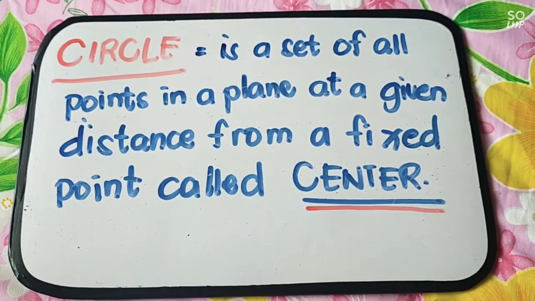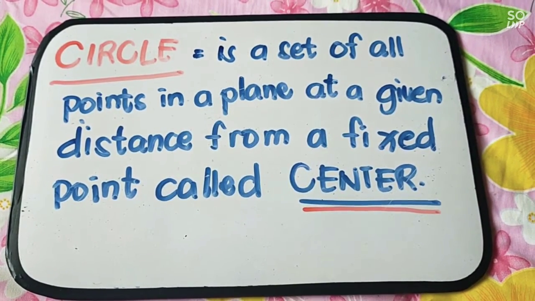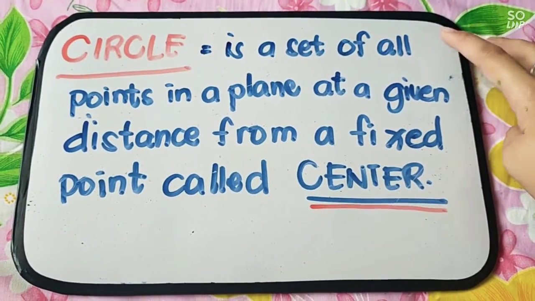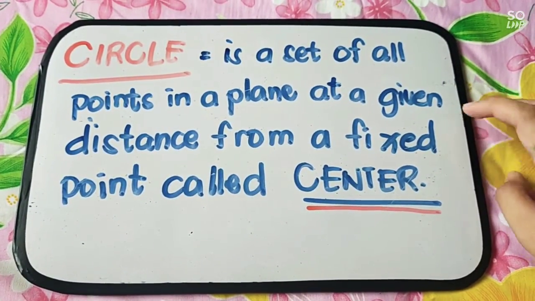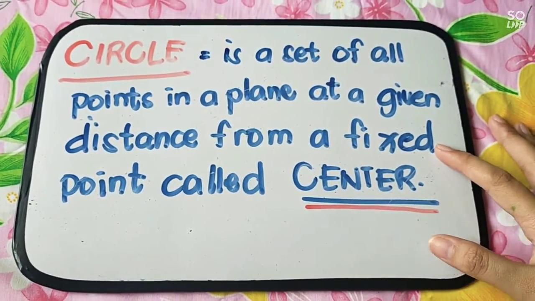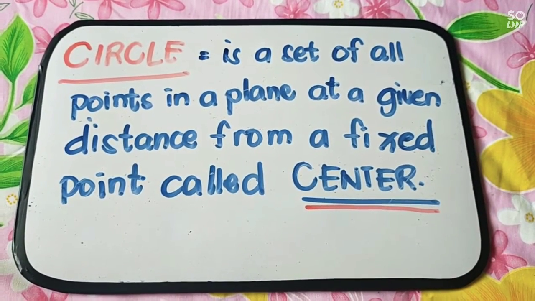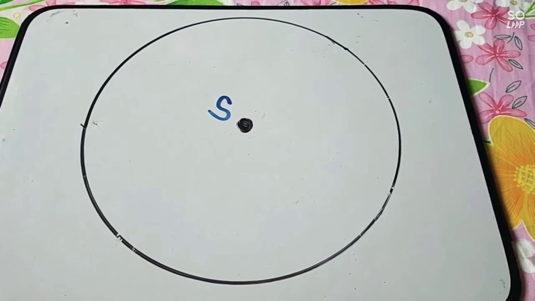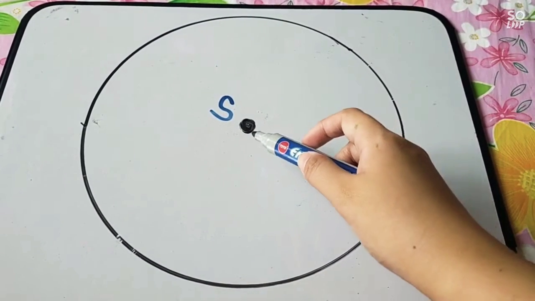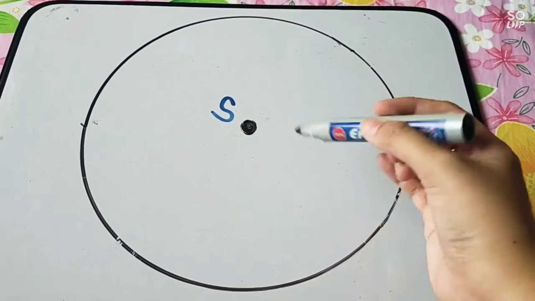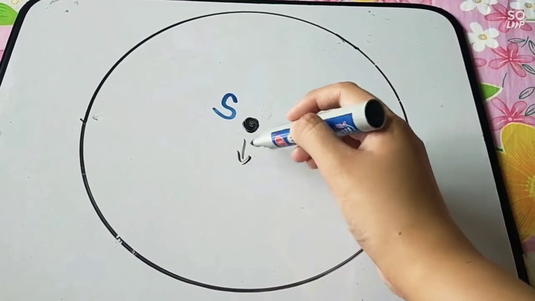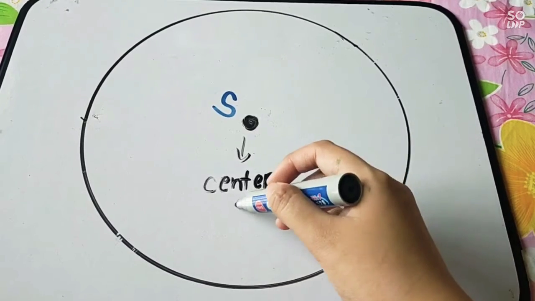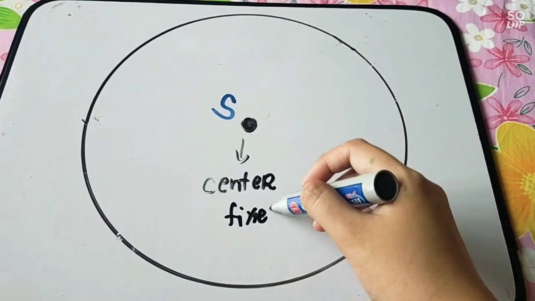Let us define first what is a circle. When you say circle, it is a set of all points in a plane at a given distance from the fixed point called center. Let us consider this figure. As you can see, you have here a center point. This center point, this is what you call the center or the fixed point.